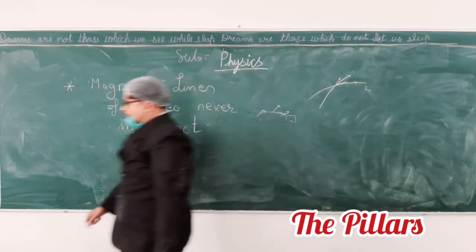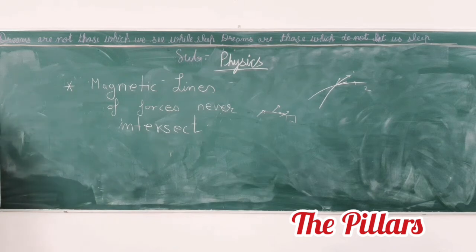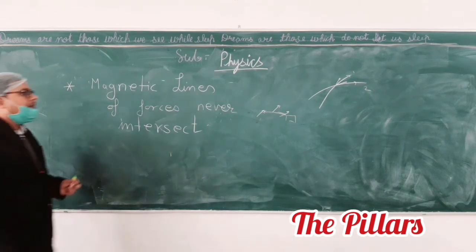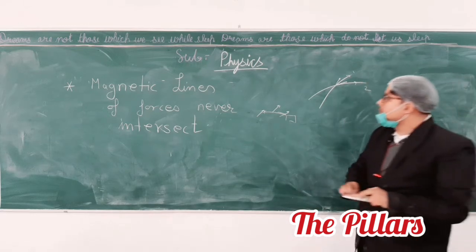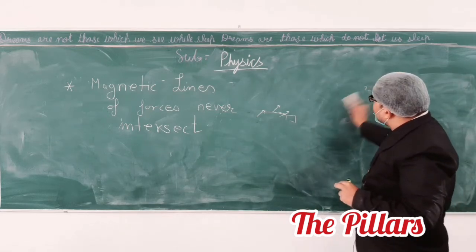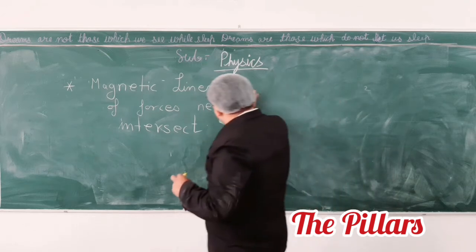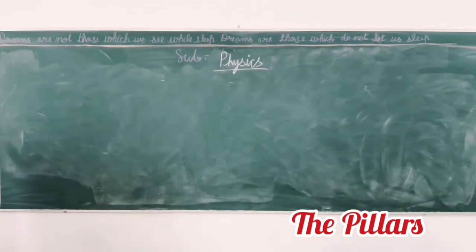Very good. So magnetic lines of force will never intersect. You know why? Because we will get two different directions of magnetic field, which is not possible, because magnetic lines of force are drawn for the net magnetic field. Okay, beta? Direction you know?